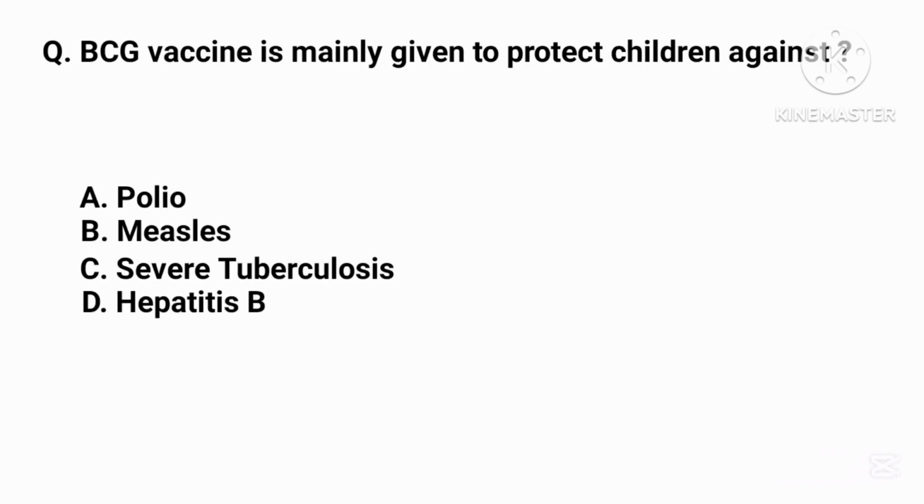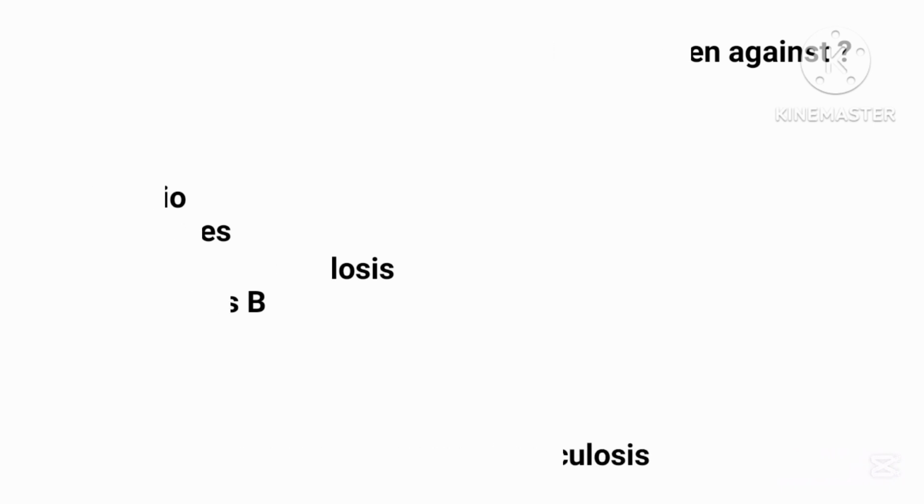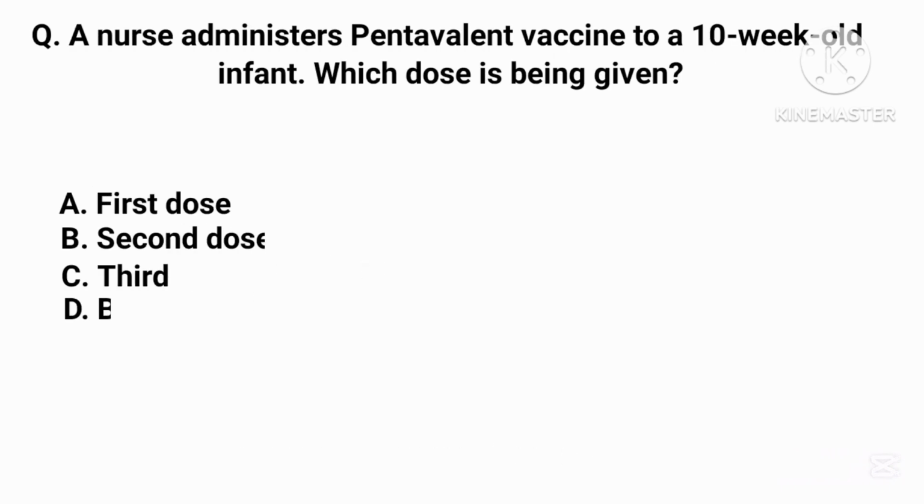BCG vaccine is mainly given to protect children against. Correct answer is option C. Severe tuberculosis. A nurse administers pentavalent vaccine to a 10-week-old infant. Which dose is being given? Correct answer is option B.